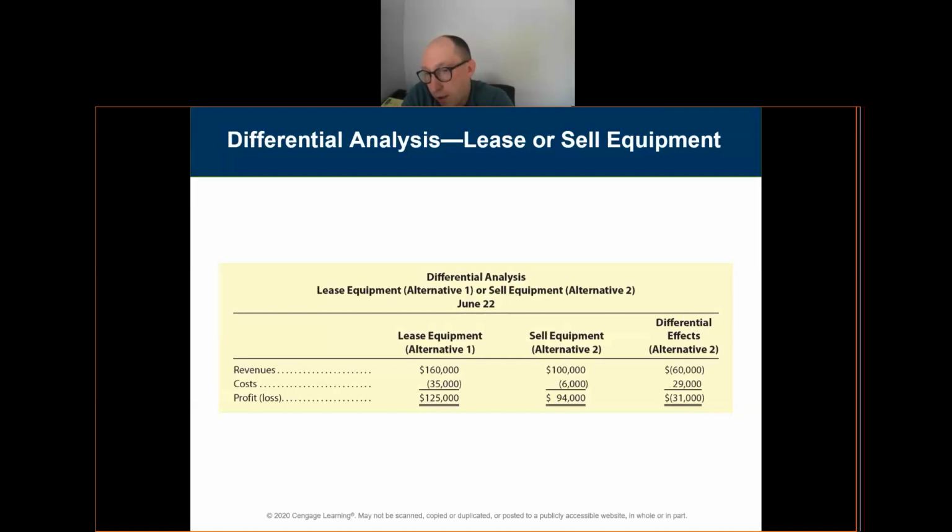Okay, but then you get down to a profit or loss. Alternative 1, my profit would be $125,000. Alternative 2, my profit would be $94,000, giving me a difference of $31,000.